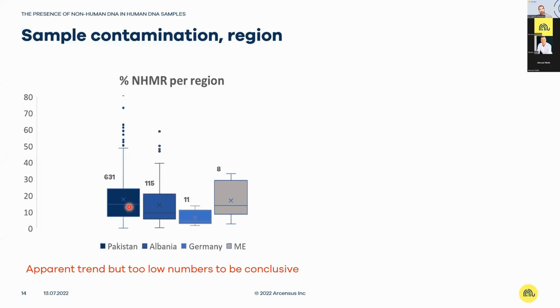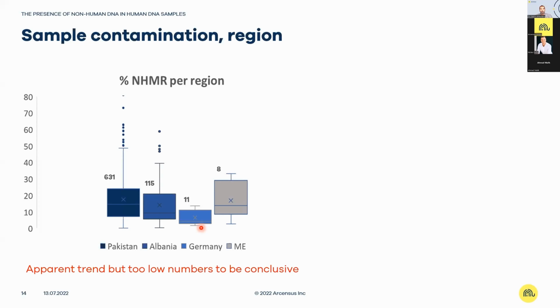And therefore, similarly, there seems to be a trend that, for instance, the cases that came directly from Germany seem to have the lowest non-human mapped reads. However, the numbers, again, are too low to be conclusive when it comes to claiming whether a region would affect the percentage of non-human mapped reads.